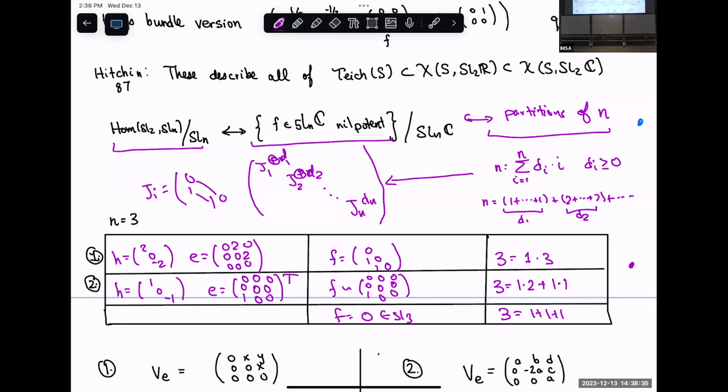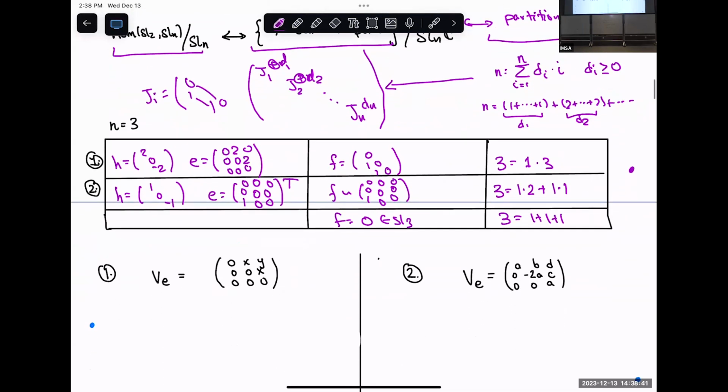Okay, so for each of these cases, what are the highest weight spaces? So I'm trying to describe this Slodowy slice, so I need to know what the highest weight spaces are for each SL2. Okay, so here they are. The highest weight spaces for bracketing with this guy are matrices of this form. There's x's on one above the diagonal, and there's a y at the top.